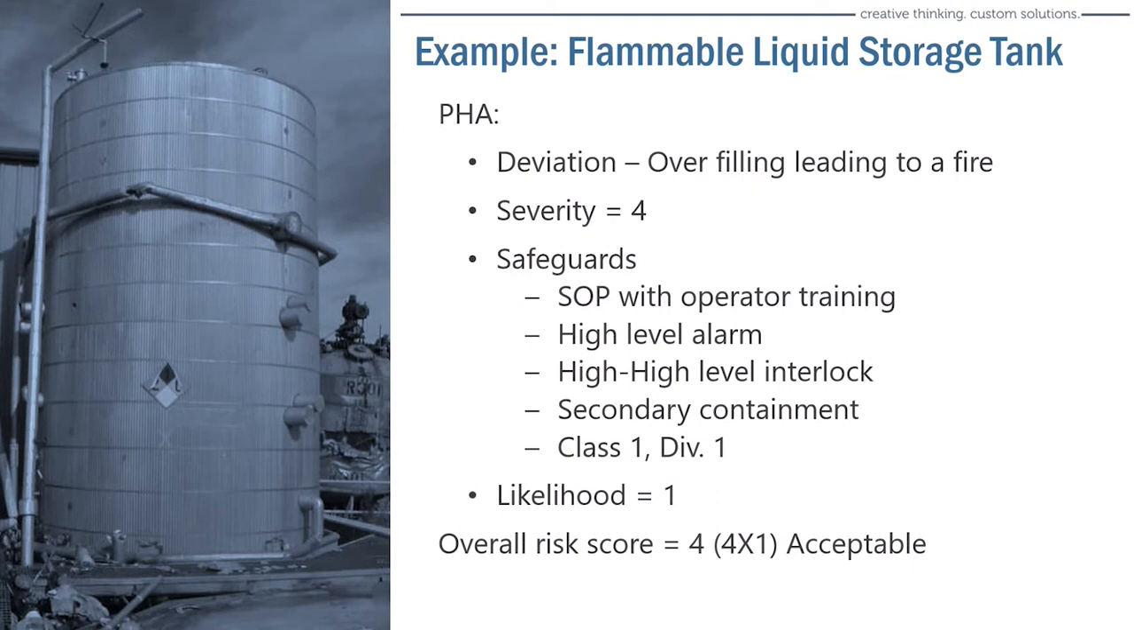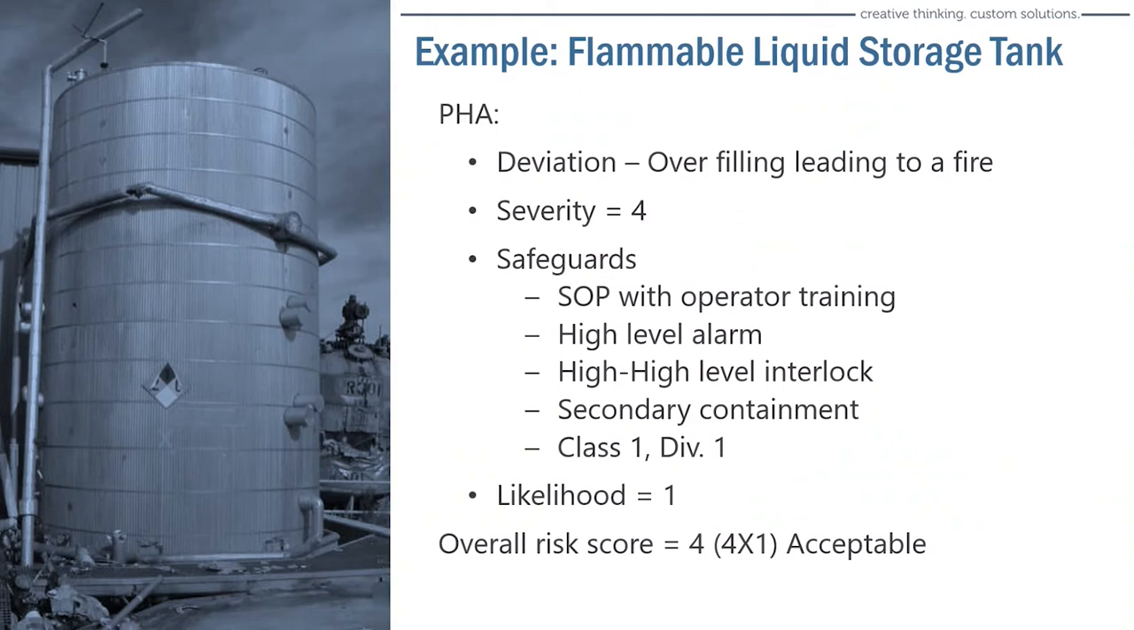If that fails, maybe we have another layer. We have a high level interlock. And here, if the operator is distracted, doesn't turn it off, and it reaches the high level, the system automatically shuts itself off. In other words, the transfer valve closes through some sort of a basic process control system.